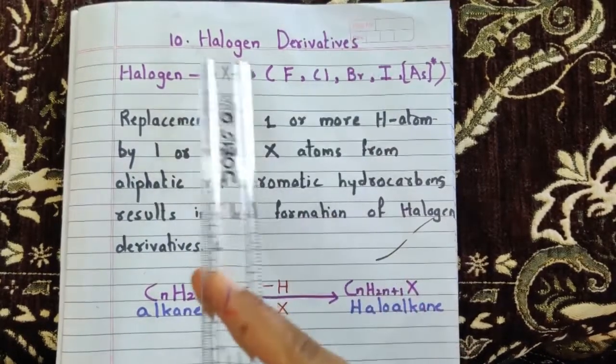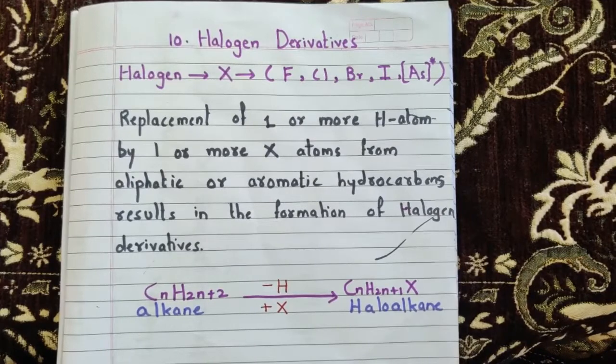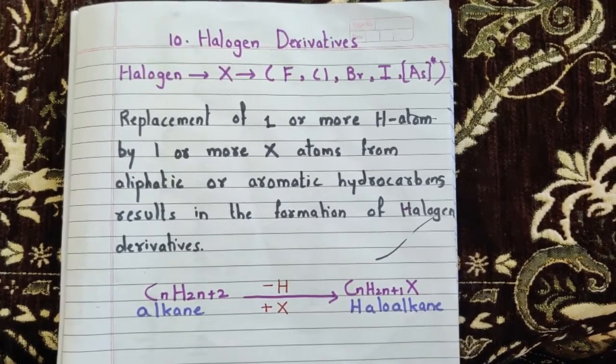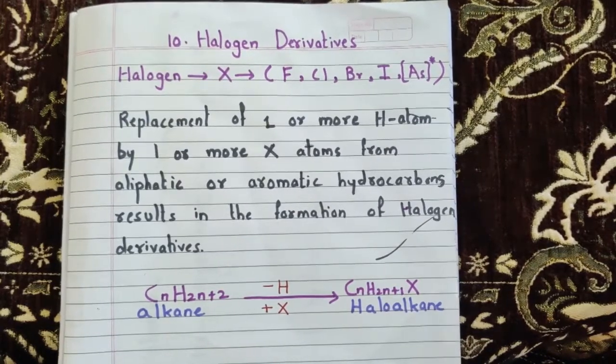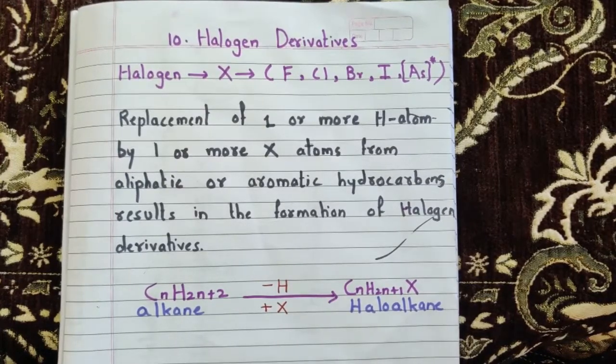First, let us understand the meaning of halogen derivatives. These are the compounds that are formed by the replacement of one or more hydrogen atoms by one or more halogen atoms from aliphatic or aromatic hydrocarbons. In simple words, you can say these are the compounds that are formed by the substitution of halogen atom to a hydrocarbon, which could be an aliphatic or aromatic compound. Let's see one example.